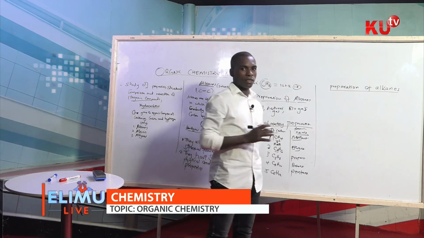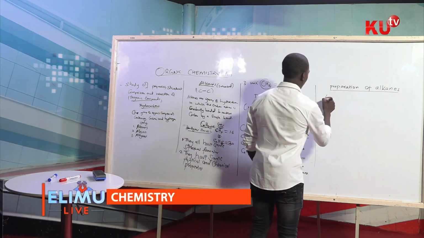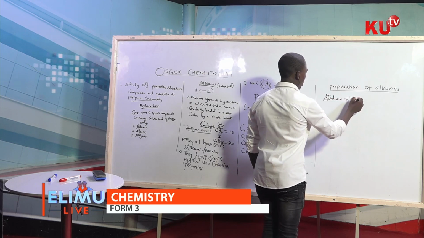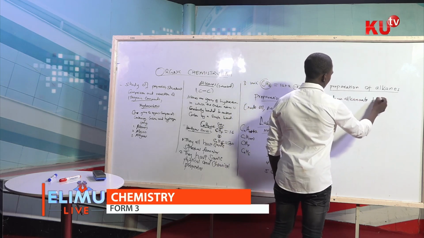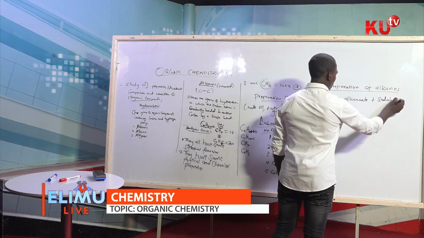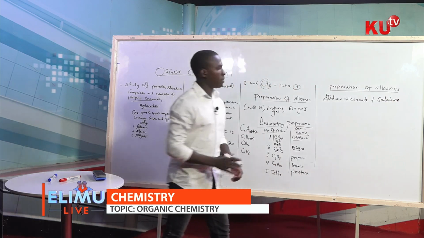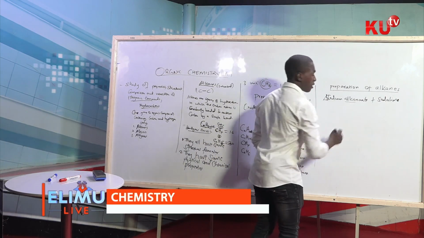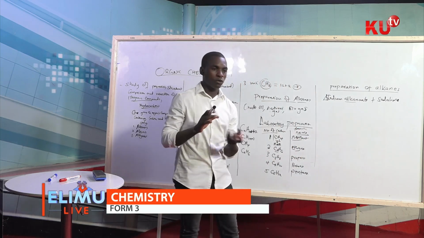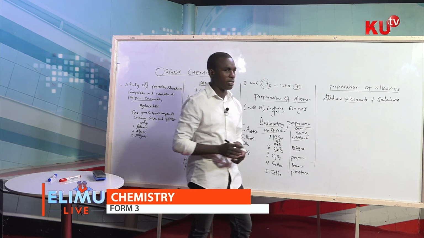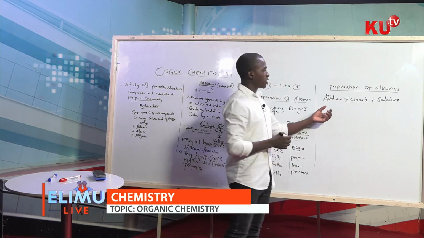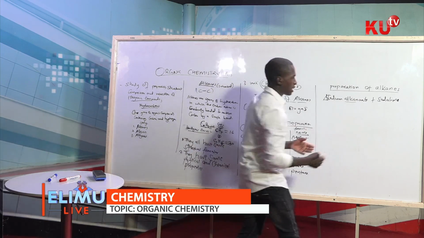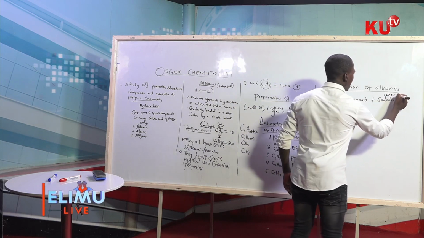So alkanes in the laboratory are simply prepared by reacting sodium alkanoate and soda lime. Sodium alkanoate is simply an organic salt which is obtained by reacting sodium metal or sodium hydroxide with an alkanoic acid. For instance, if we react sodium with ethanoic acid, we shall come up with sodium ethanoate. Soda lime is a mixture of sodium hydroxide and calcium oxide.